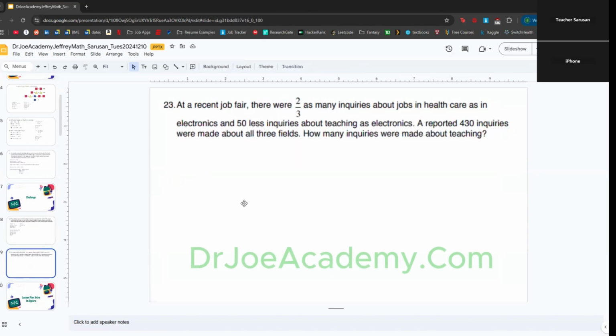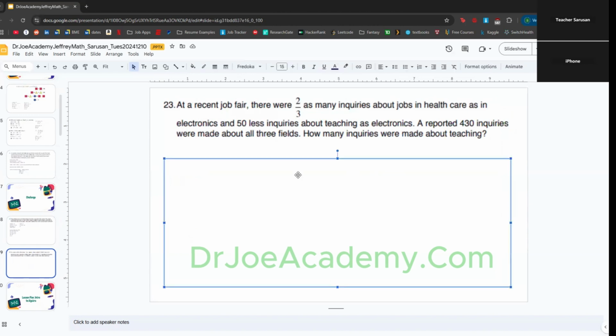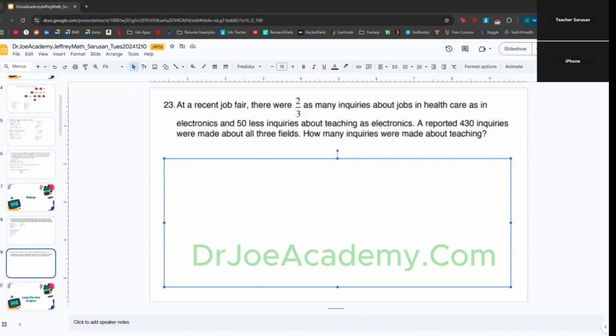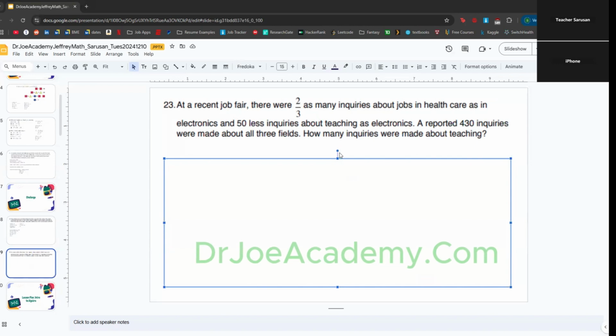We got one more question here. It says, at a recent job fair, there were 2/3 as many inquiries about jobs in healthcare as in electronics, and 50 fewer inquiries about teaching than electronics. A reported 430 inquiries were made about the three fields. How many inquiries were made about teaching?